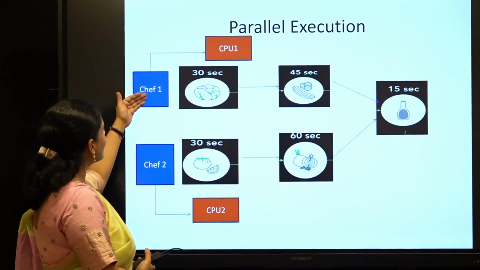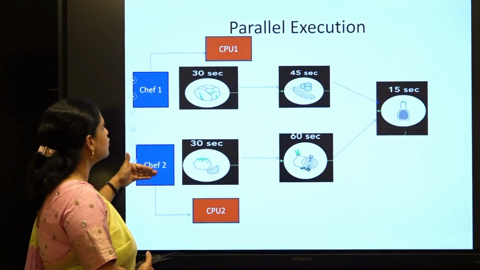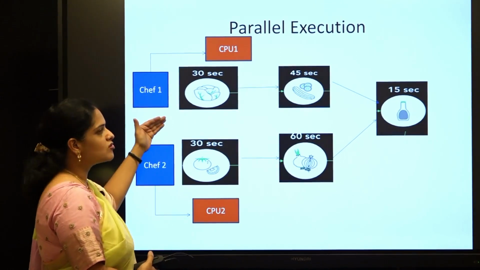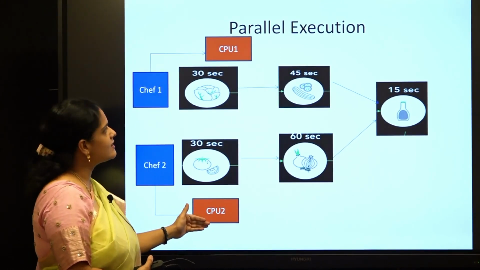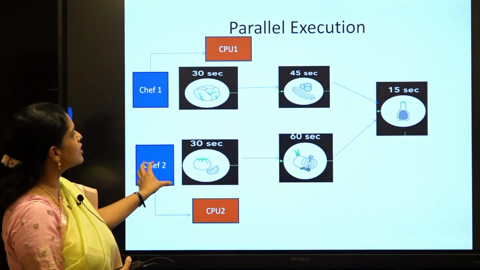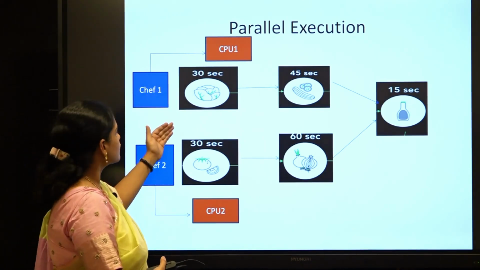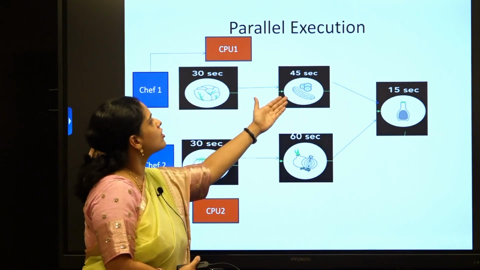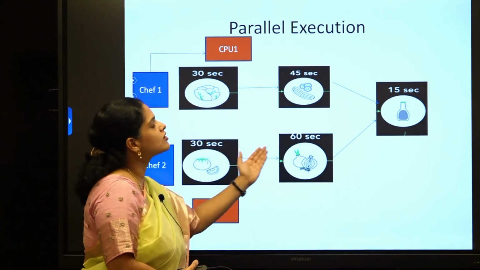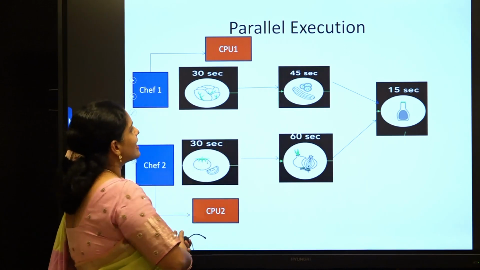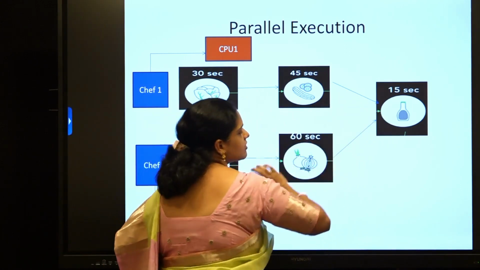So here we have multiple chefs, chef 1 and chef 2, where we consider these as CPUs. There are multiple CPUs present, where each CPU is going to share the work. The work is being shared among the 2 chefs. So when this chef is going to work on these 2 tasks, the other chef is going to work on these 2 tasks. So in parallel, whoever completes first, the last task will be done by them.